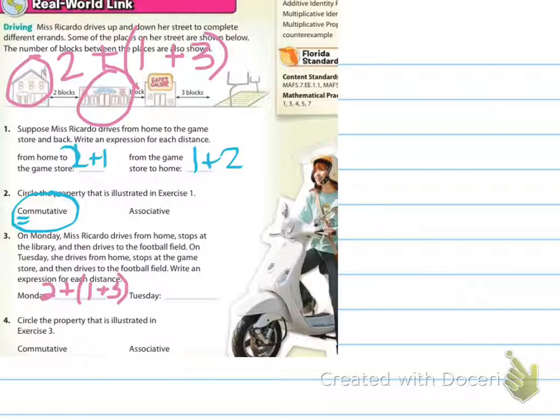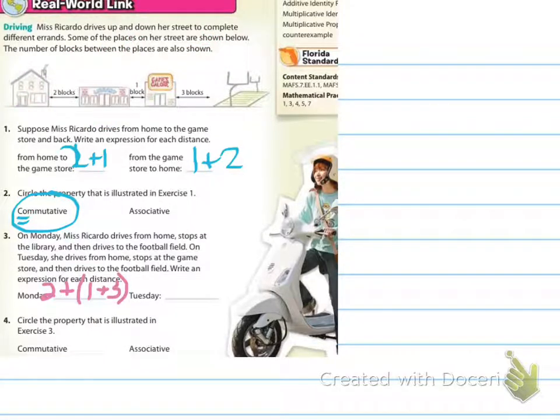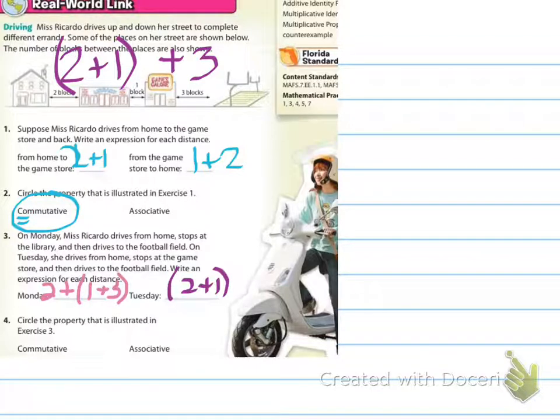And then it says that on Tuesday, so let me get rid of this. On Tuesday, she drives from home, stops at the game store, so she goes 2 plus 1, and then goes on to the football field, which is plus 3. So now we've got in parentheses 2 plus 1, because that was grouped together because that's how we figured out how to get to the game store. And then plus 3 more, because that's how we get to the football field.